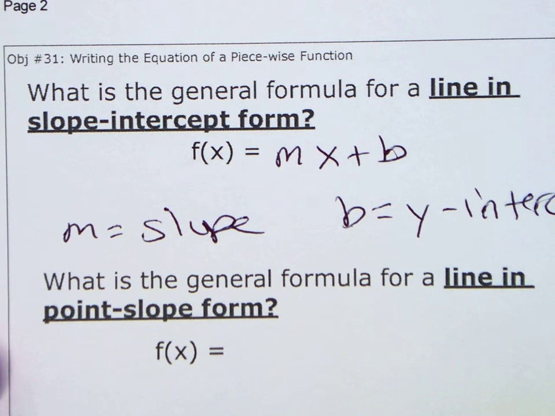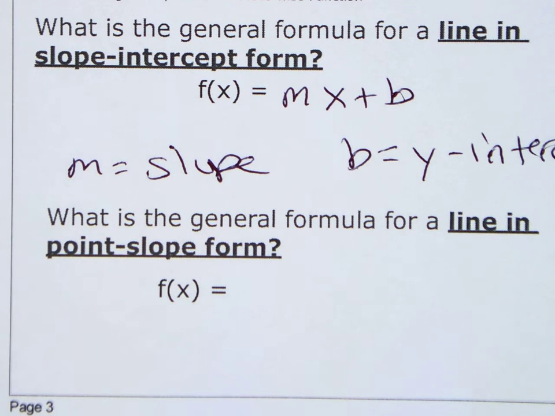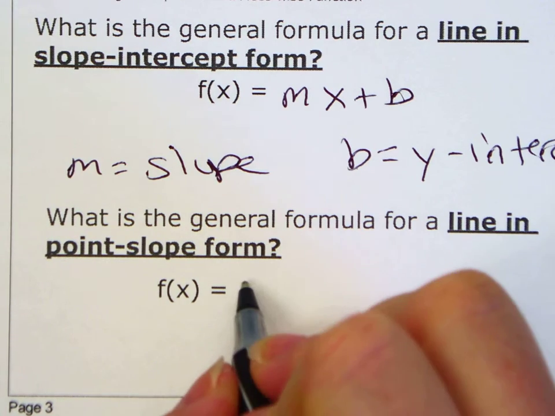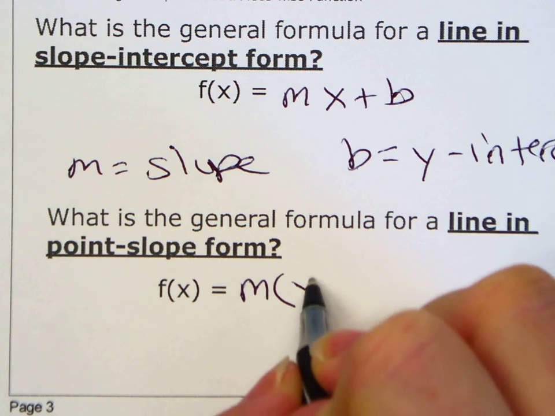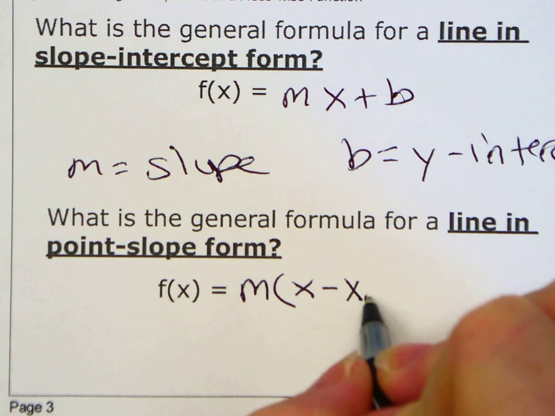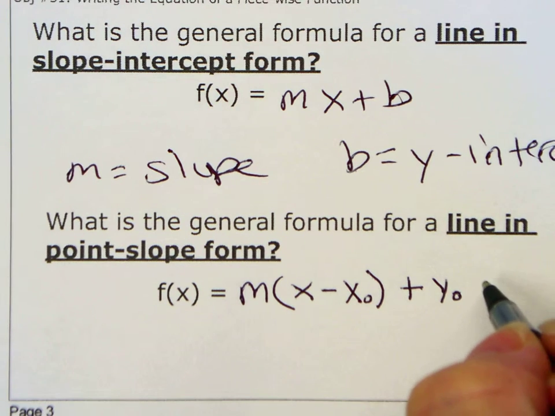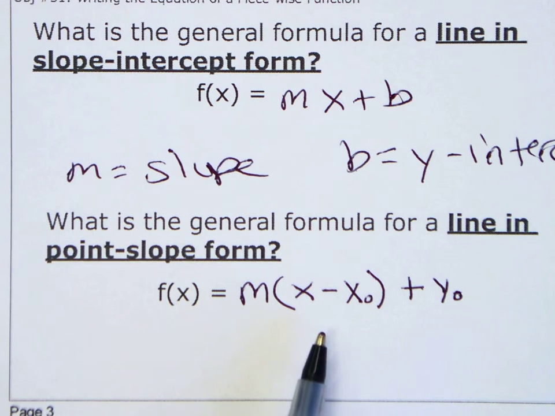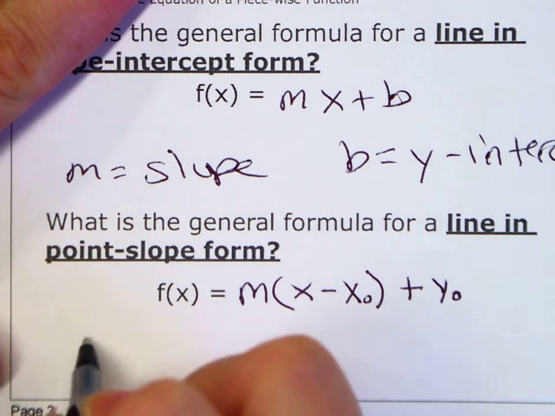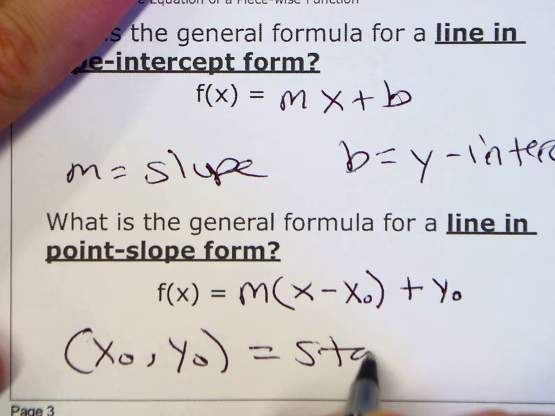Okay? And then what about point-slope? This is a little different. It actually looks just like a parabola. So you have your slope m times x minus, now instead of h, we call it x0, and then plus y0. This is actually derived from the slope formula, right? So (x0, y0) is your starting point.